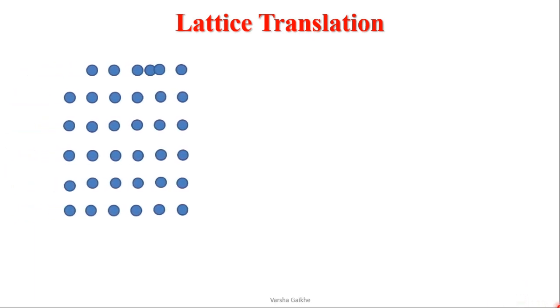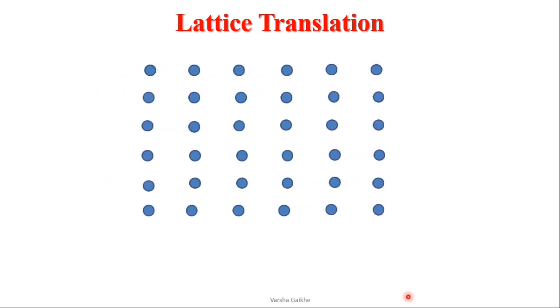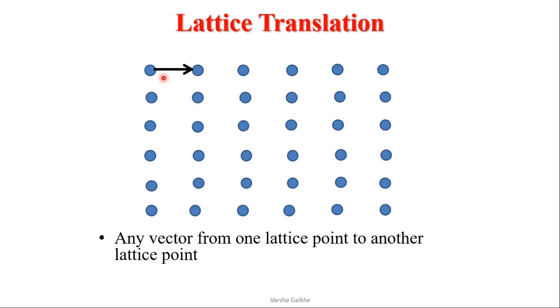Previously, we have seen that lattice is a periodic set of points in a space. So, here I am going to draw a periodic set of points in a two-dimensional space, and accordingly, we can call this arrangement a two-dimensional lattice. Now, in this lattice, I am going to draw a vector from one lattice point to the next lattice point in a horizontal direction. And this drawn vector, which is in black color, is nothing but a lattice translation.